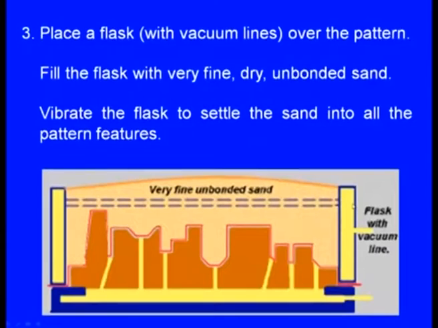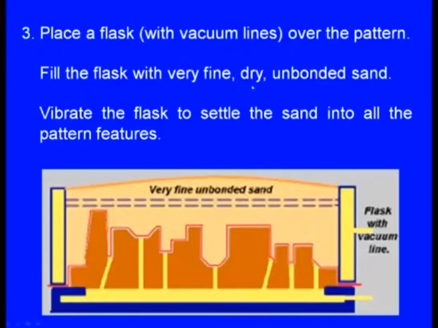The next step, place flask with vacuum lines over the pattern. So, this is the flask. This flask also is attached to vacuum. Here you can see there is a vacuum line. So, this is a special molding flask. Now, this special molding flask with vacuum line should be kept around or over the pattern.